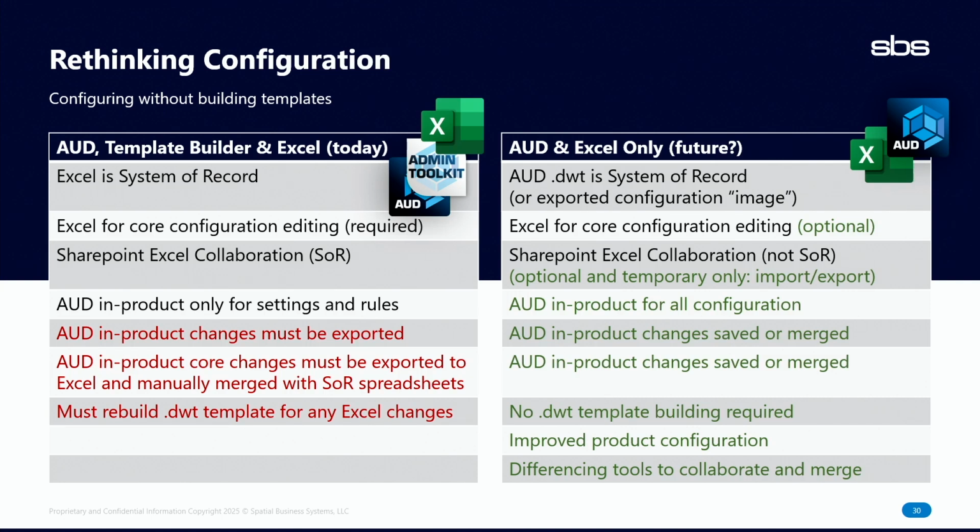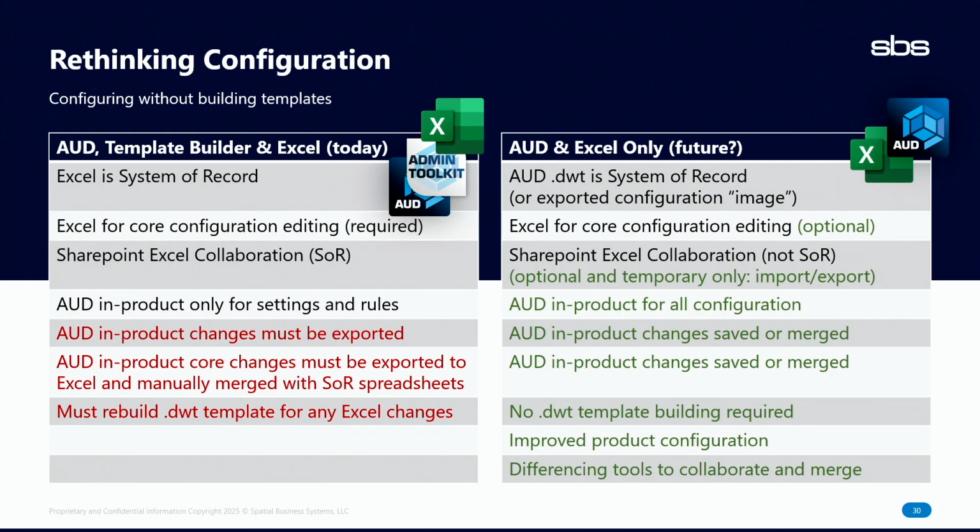And the hope is that with sufficiently simple merging tools, the workflow can then shift to a situation where folks that need to do configuration changes can simply use the product, they can simply use a copy of the template, make those changes, and then those changes can be easily merged back into the main system of record configuration.